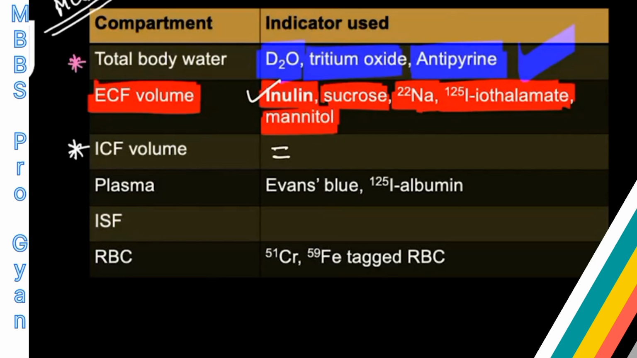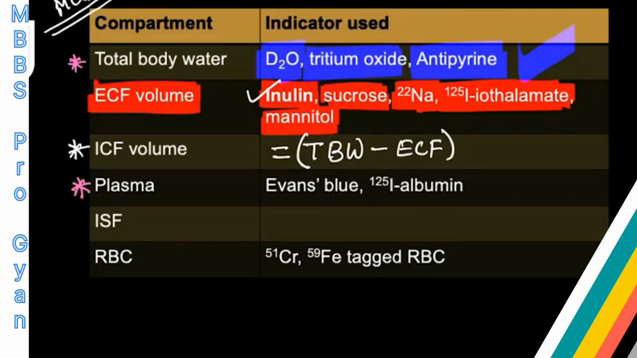So that's why the intracellular fluid is measured by measuring two volumes, that is, you have to measure total body water, as well as the extracellular fluid volume, and if you subtract this, you are going to get the intracellular fluid volume, ICF.